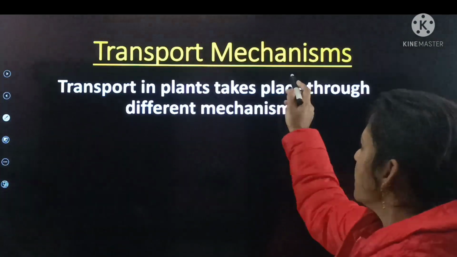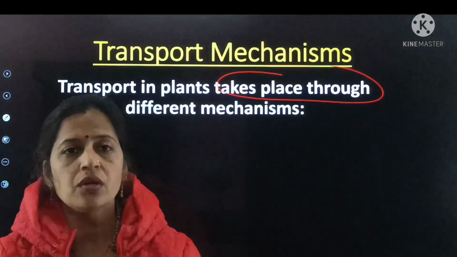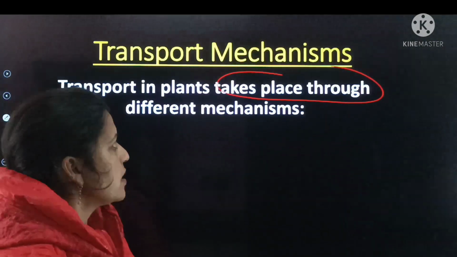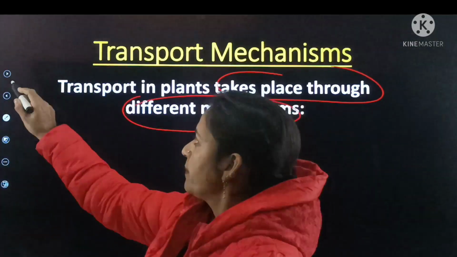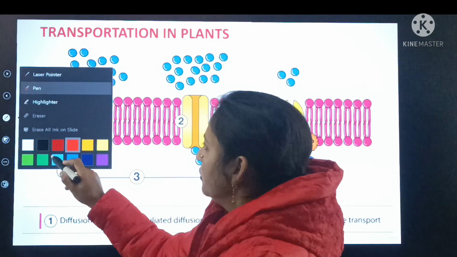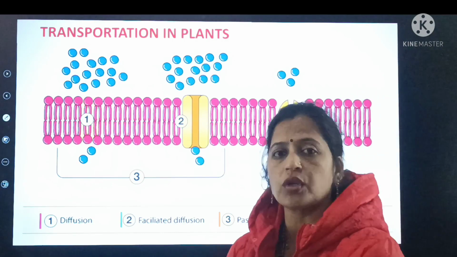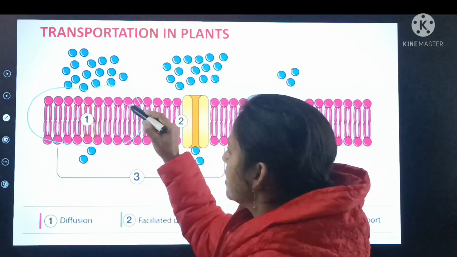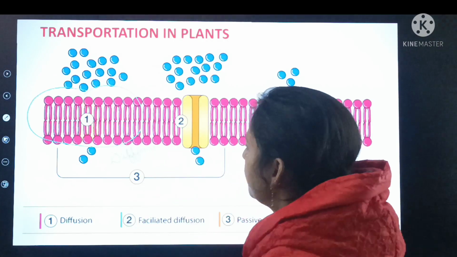Transport in plants takes place through different mechanisms. That means for the transportation in plants we use different mechanisms, with the help of which the transportation takes place. There are four ways or four mechanisms where the transportation in plants takes place. Our first mechanism is diffusion.